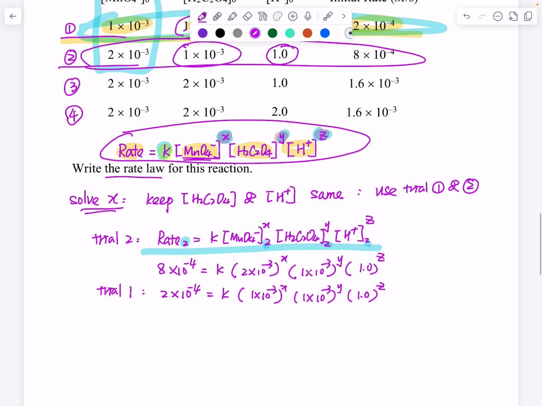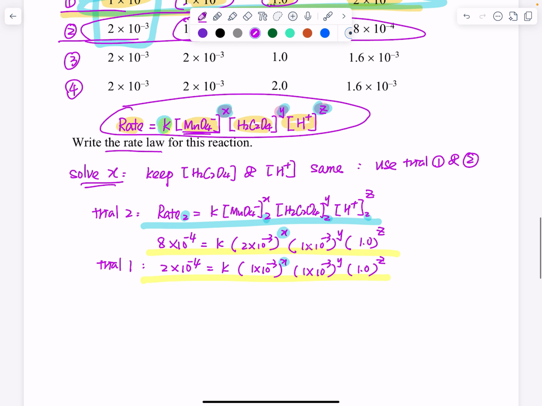Now I have these two equations, and we want to solve for X. The way to solve it using math is to take the two equations and divide them. I'll say this is equation B and this is equation A. I'm going to use B divided by A. Can I use A divided by B? Yes, for sure.